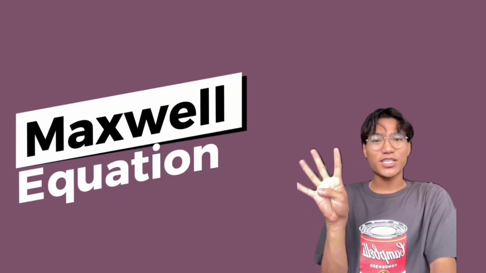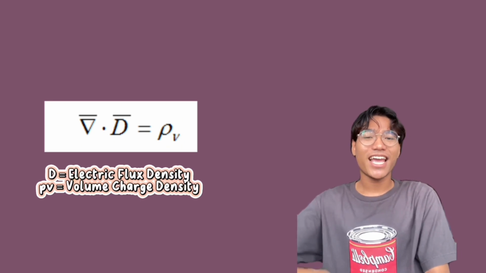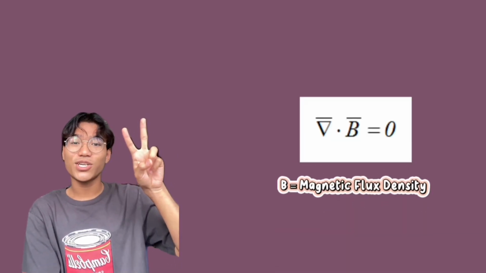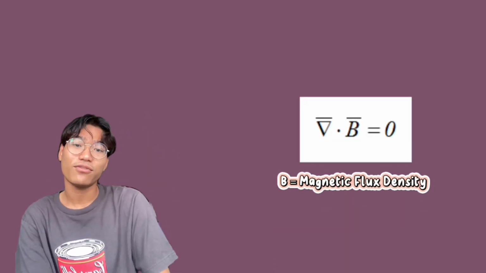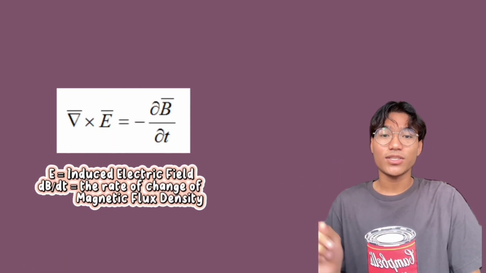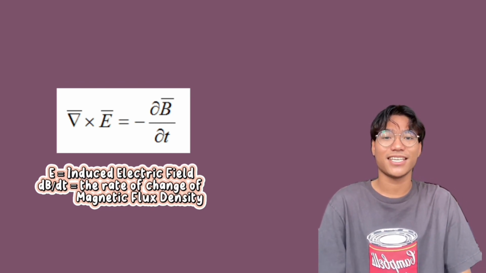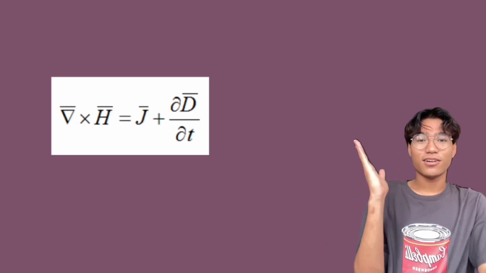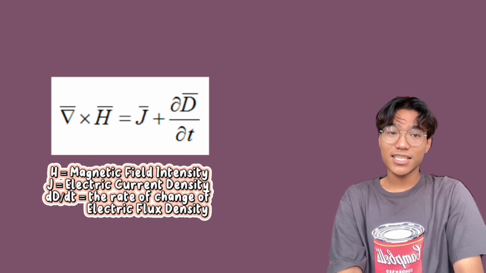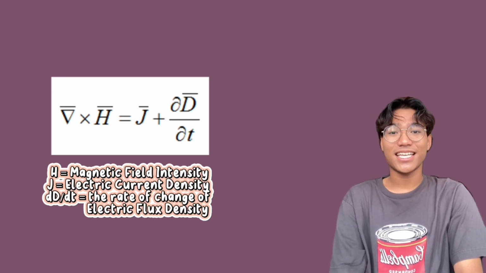So let's recap the four Maxwell equations. The first one is Gauss's law, where D is electric flux density and rho V is equal to volume charge density. The second one is Gauss's law for magnetic fields, where B is magnetic flux density. The third one is Faraday's law, where E is induced electric field and del B over del T is the rate of change of magnetic flux density. The last one is Ampere's law, where H is magnetic field intensity, J is electric current density, and del D over del T is the rate of change of electric flux density.